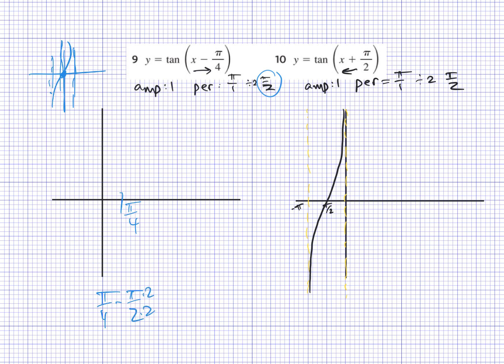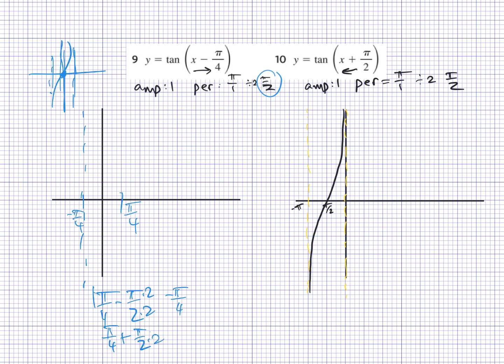Get a common denominator. So that's 1 minus 2, which would be negative pi over 4. So negative pi over 4 is where your asymptote is. And then pi over 4, we're going to add pi over 2 to the right. Get it on the right side.